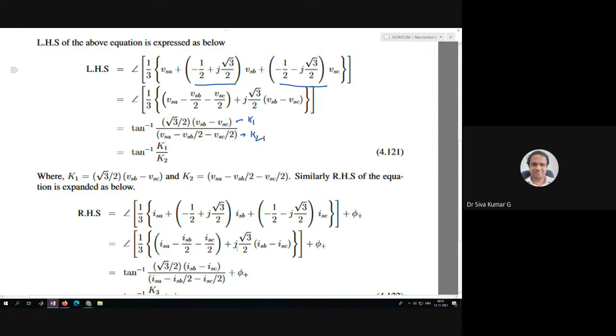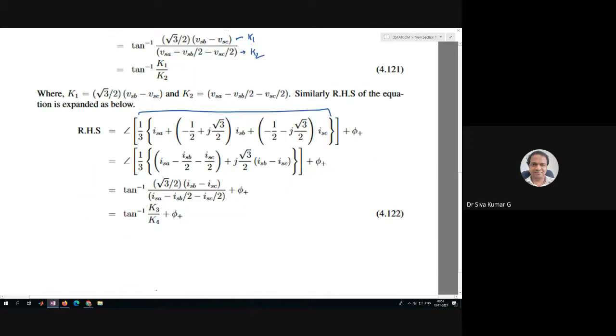That's 5, and then this is an angle. Up to this expression is the angle, right? This expression is the angle, so the tan inverse of this equation. Now the tan inverse of K3 by K4. Then the tan inverse of K1 by K2 is equal to tan inverse of K3 by K4 plus 5 plus a desired power factor with respect to the positive sequence.